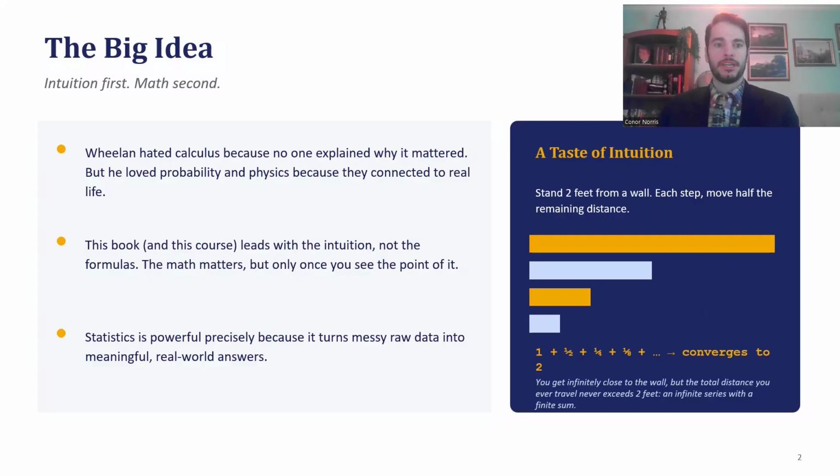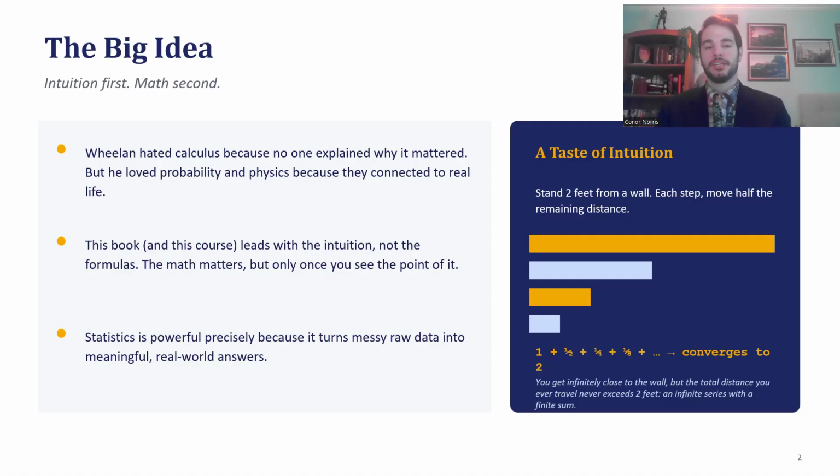So the basic story here in the Wheelan text is he starts with a story to highlight why he wrote this book. He hated calculus. Basically, when he was taking calculus classes, no one explained the point. So you're doing all this math, but to what end? But he ended up loving probability and physics. These are courses that are really connected to real life, where the problems you're doing have real world implications and often use examples or units of things that you would see in real life. So what I'm trying to do in this course is make the intuition clear first, and once we cover that, then add the math from the other textbook.